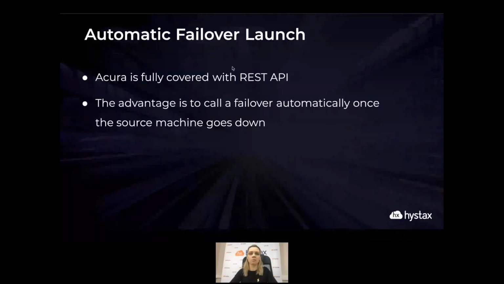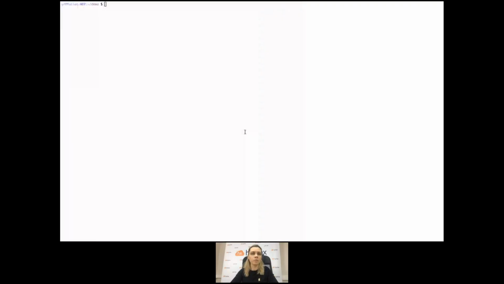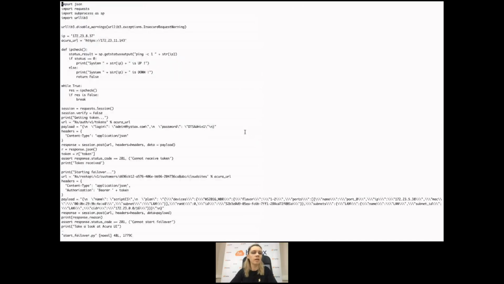The advantage, of course, of having this automation is to be able to react once the disaster happens, at the same point in time. And just for the purpose of this demo, I prepared a script. That's a Python script, and what it does is it pings the IP address of my machine, and if my machine is down, I call, via regular POST and GET requests, the launching process itself.